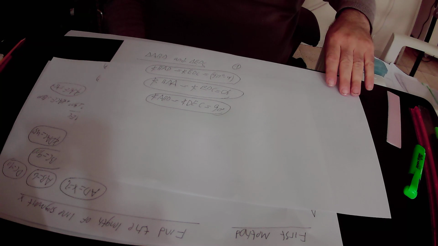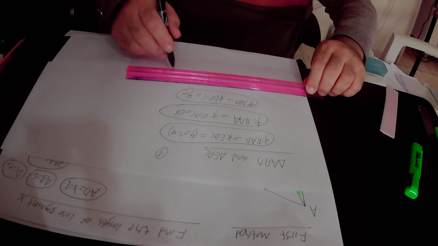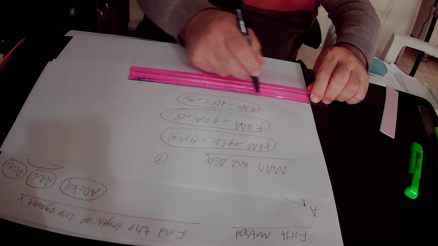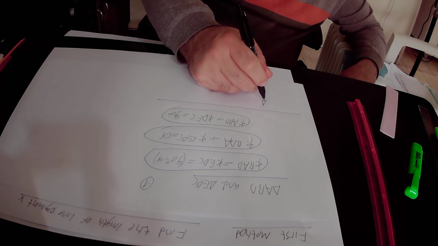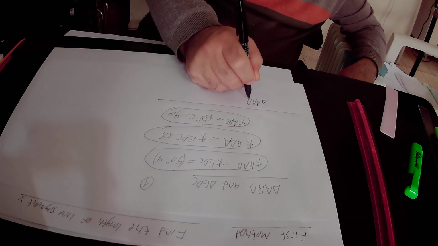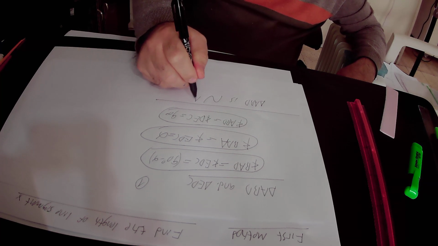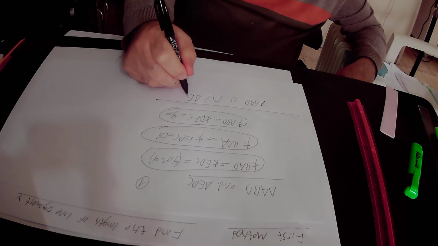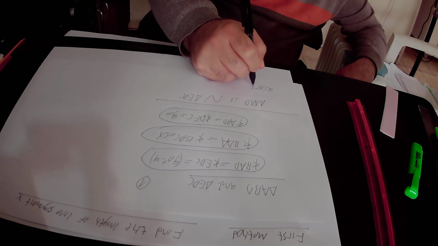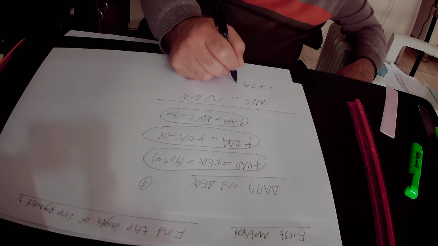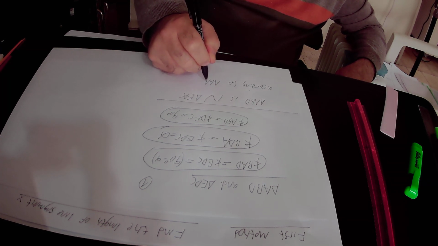Therefore, we proved that the right green triangle ABD is similar, this is the sign of similar, to the right green triangle EDC, according to the angle similarity rule.